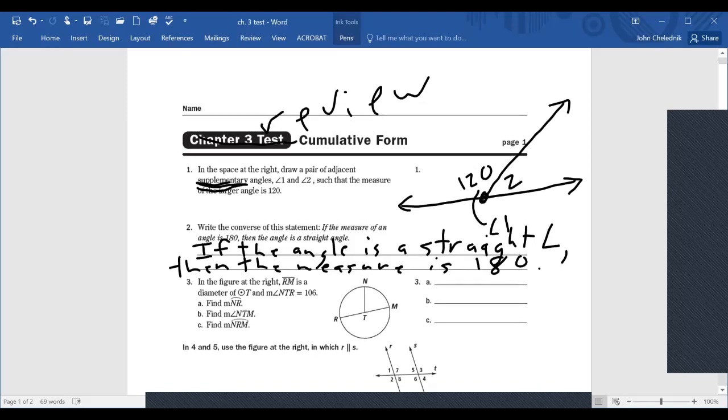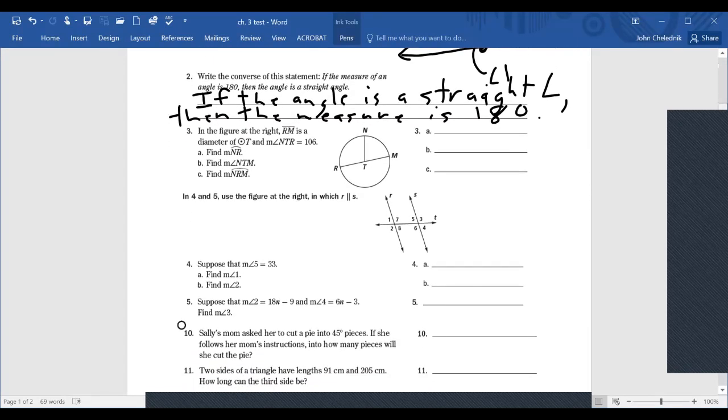Moving on to number 3, it says in the figure at right, segment RM is a diameter of circle T, and the measure of angle NTR is 106. NTR. So this is 106. I'm going to label that. It's always a good policy to label your picture. Find the measure of arc NR. NR goes from here to here. That's 106. It's the exact same measure as that central angle is.